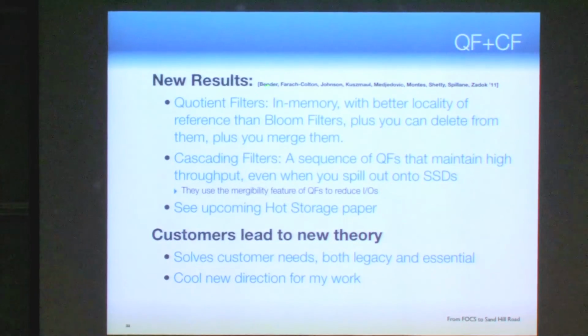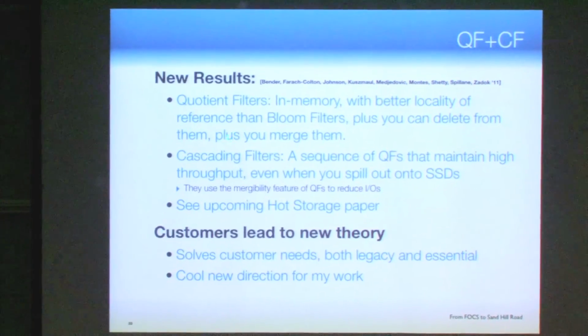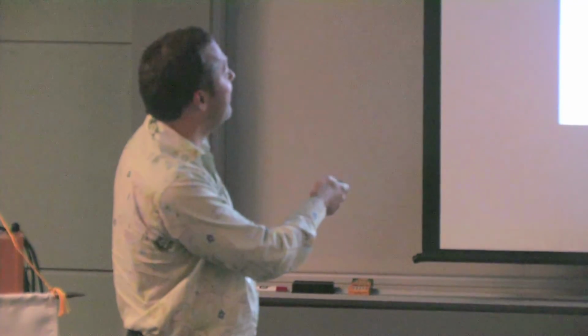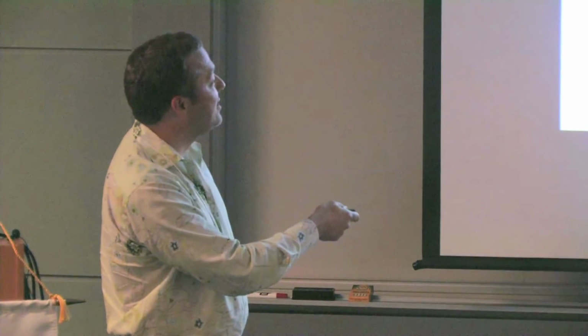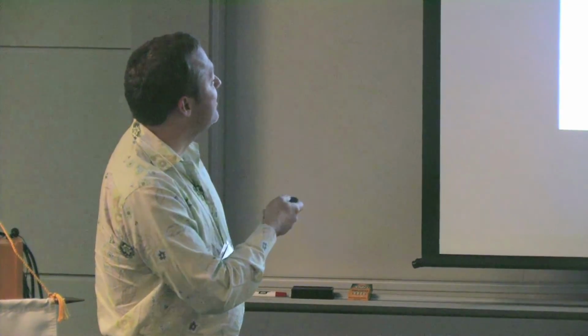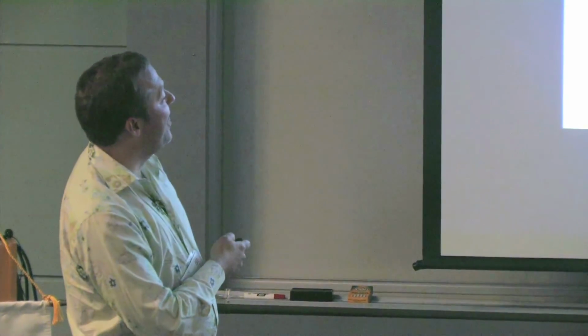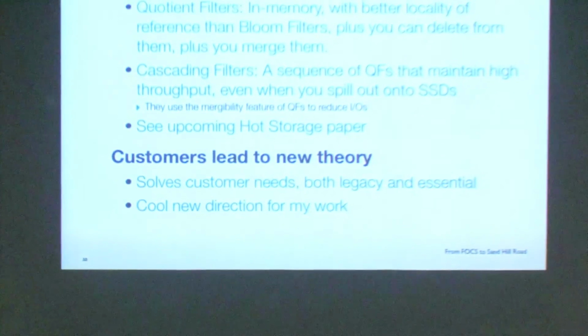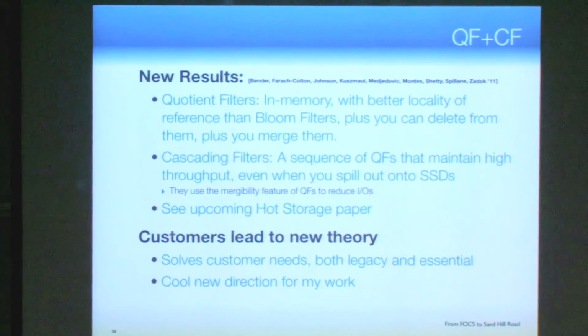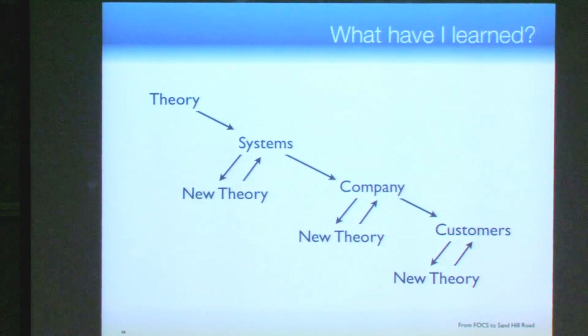So we have a new result, with an unpleasantly long list of authors, called quotient filters, which are in-memory Bloom filters that you can merge, and we use that to make cascading filters where you can go out to SSDs and still get good performance. Check out our upcoming paper on that. But this is theory that we did because customers kept saying unique checks, unique checks, and then you can do some fun theory.